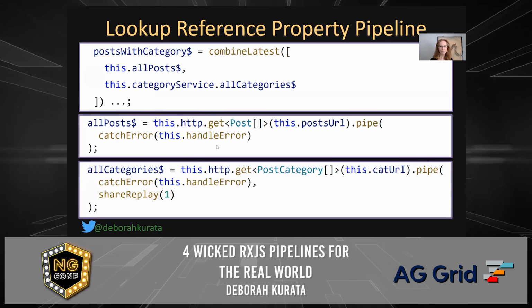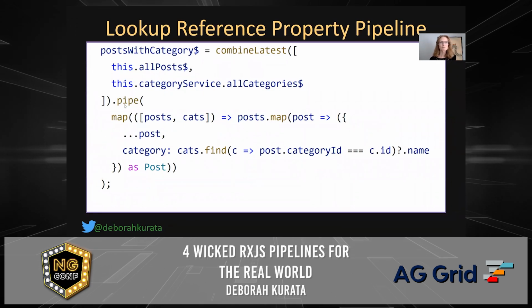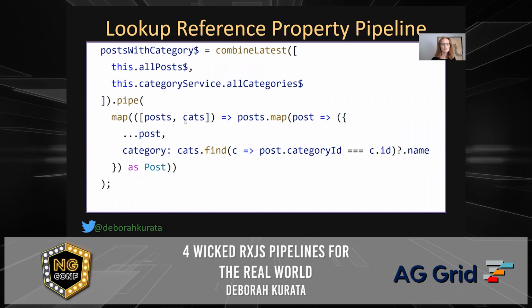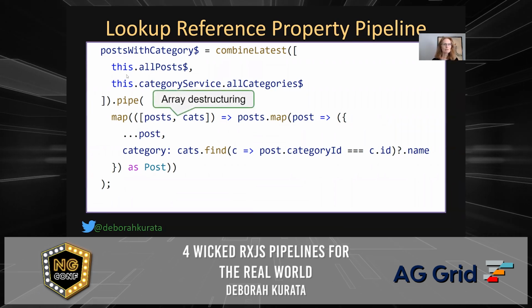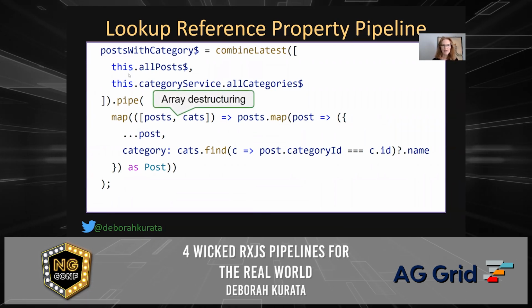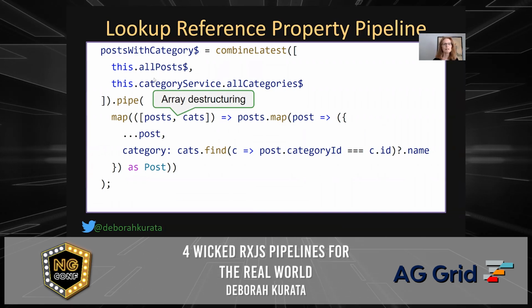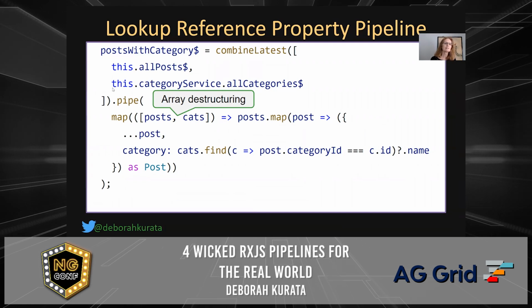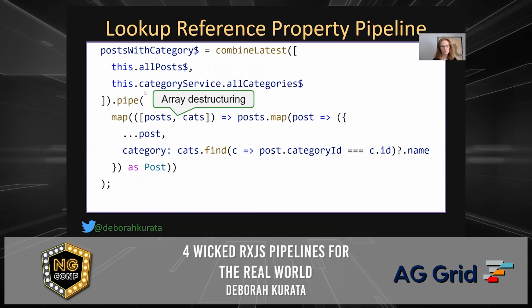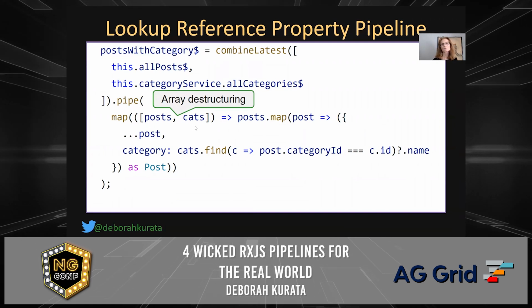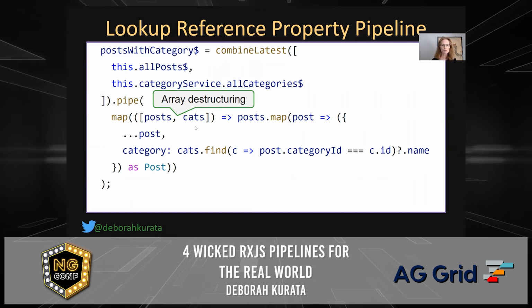But what about the rest of our pipeline? Well, this is what the rest of the pipeline looks like. combineLatest returns an array where the first element is the emitted value from the first observable that you pass in here. And the second element of the array is the emitted item from the second observable here. So we're using array destructuring to give each of those elements a name to make them easier to work with.